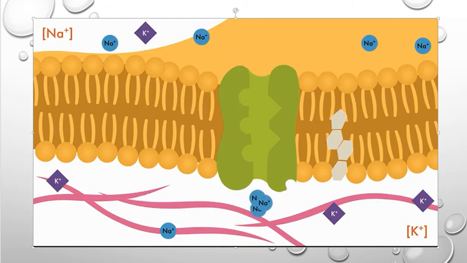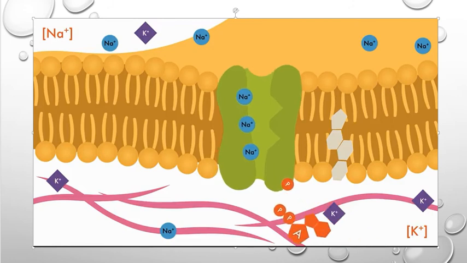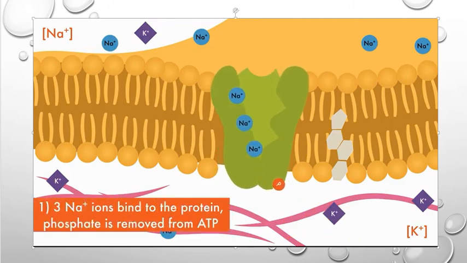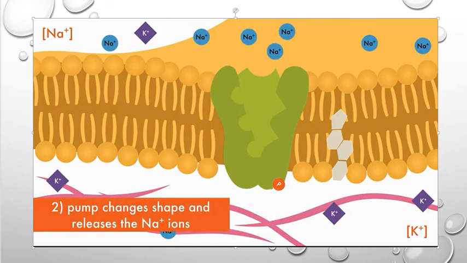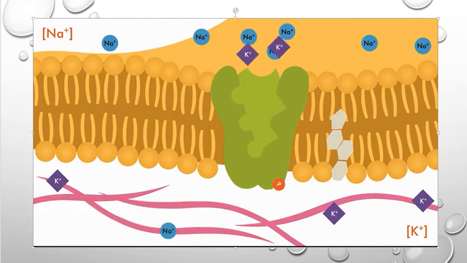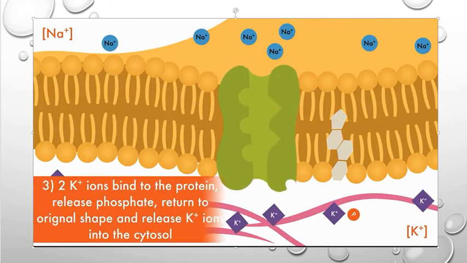First, 3 sodium ions from the cytosol bind to the protein, and a phosphate group from ATP breaks off in the carrier protein. This provides energy for the shape of the protein to change, and the sodium ions can be released into the outside of the cell. Now 2 potassium ions will enter the pump, which causes the phosphate to break off and return the pump to its original shape and release the potassium into the cytosol. Again, sodium will diffuse into the cell on its own, and potassium will diffuse out. The pump forces the sodium to be outside the cell and the potassium to be inside the cell.